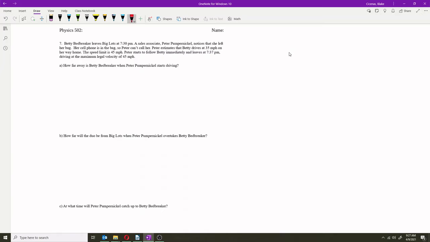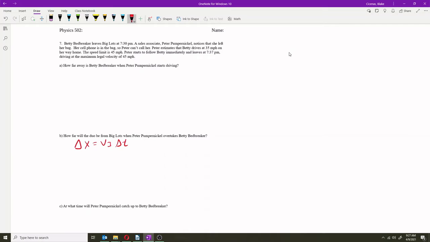Okay, this one's always been troublesome. I think a lot of you got the first part, but then it says how far away. Basically, you need to use delta x is equal to vi delta t. But let's say the distance they drive is the same because Peter Pumpernickel catches up to Betty Bedbreaker in this case. I think I called it Bed Breakfast. I changed the names up.